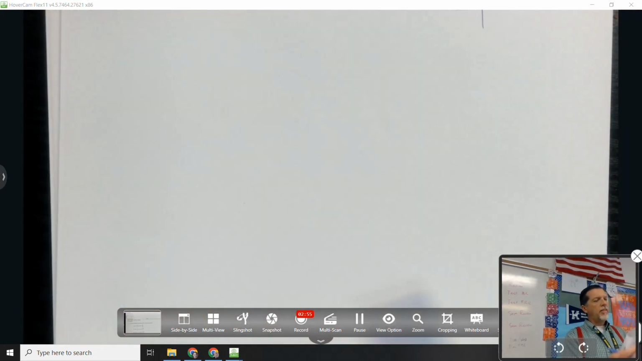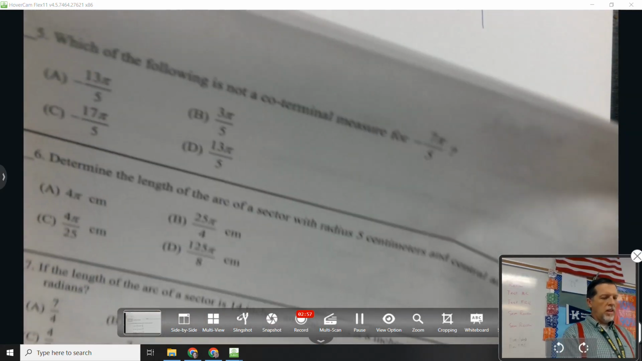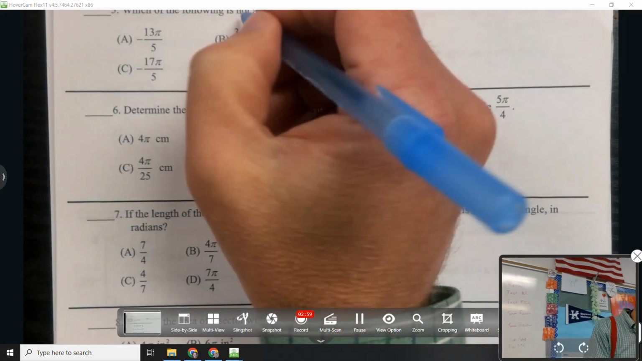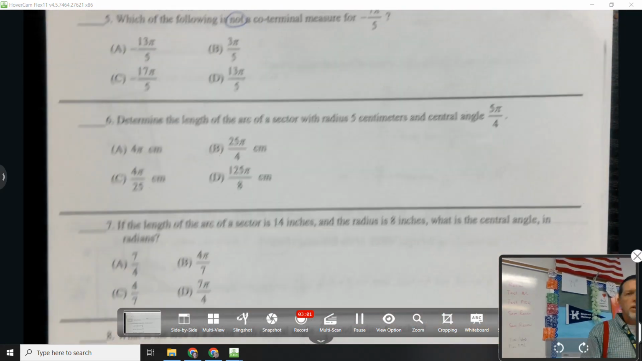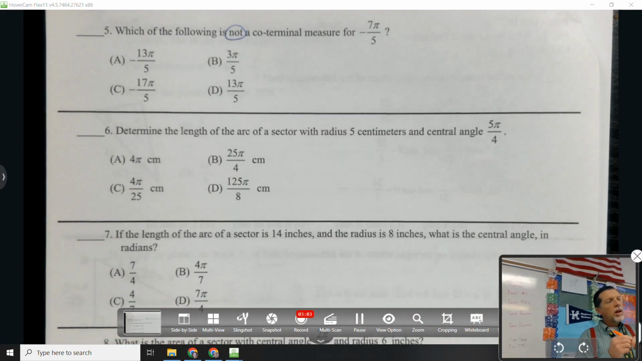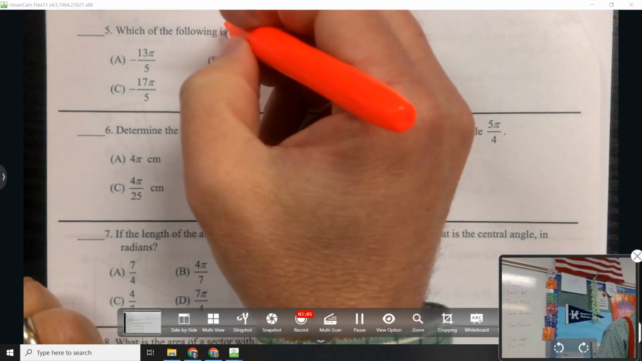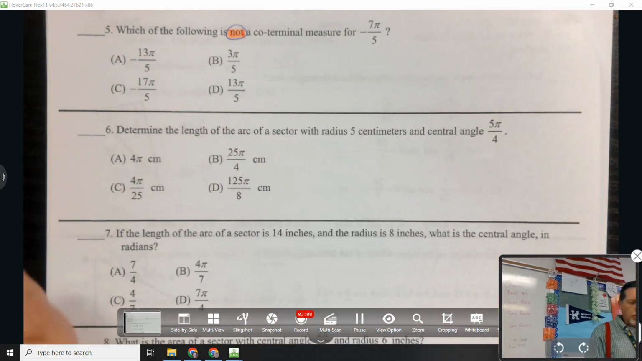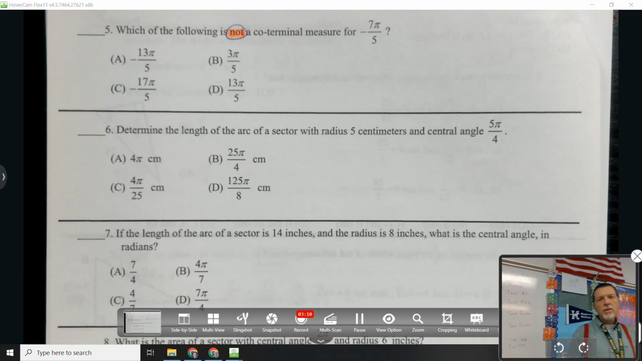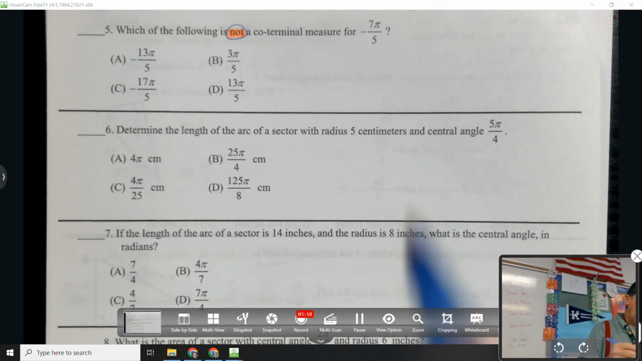Number 5. Which of the following is not a coterminal angle or coterminal measure? By the way, I know you're used to seeing this on our test. You know which one's false, which one's not true. But I feel like more so than most tests, there's a lot of those which one is not true questions. So please be careful as you're working through those.